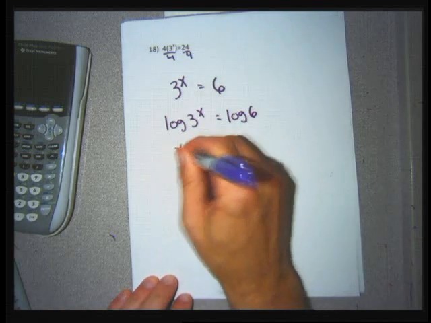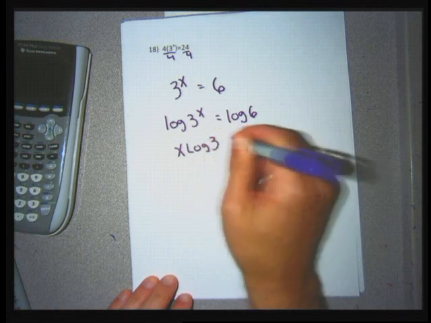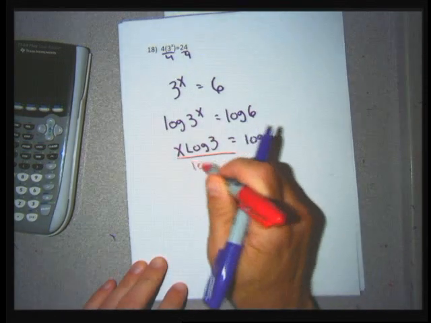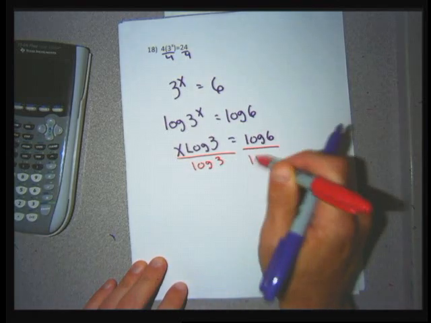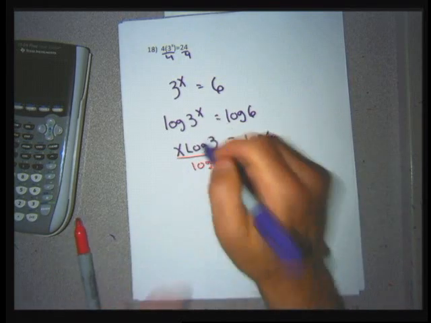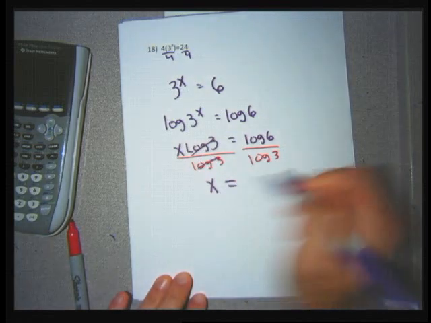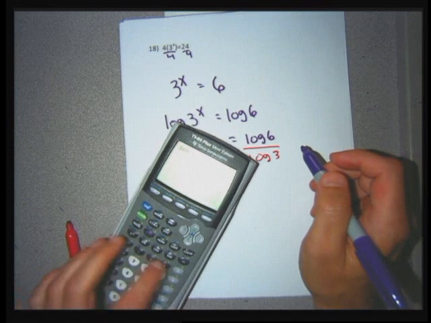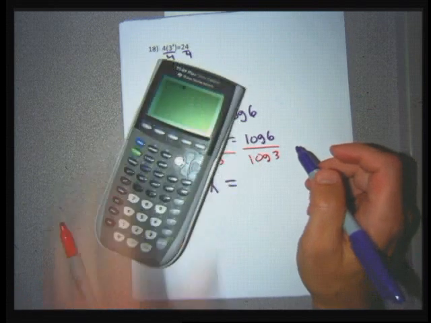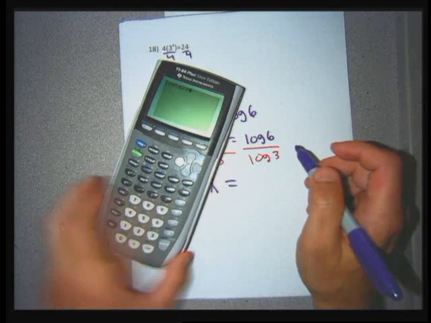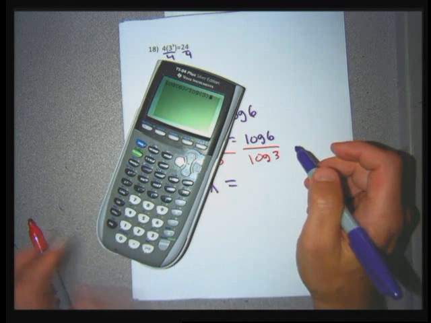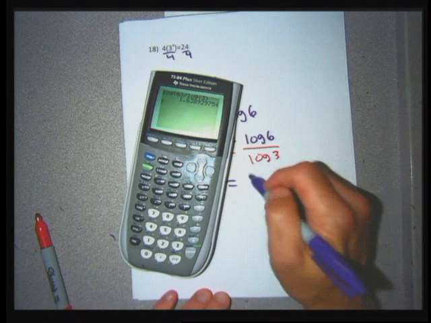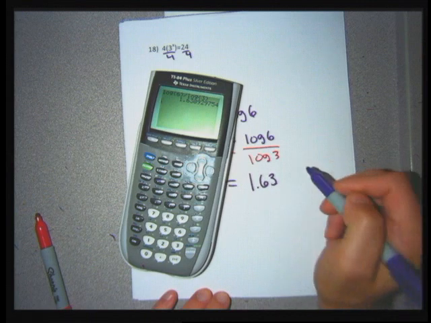Bring the x out front. I go x times the logarithm of 3 equals the logarithm of 6. Divide both sides by the logarithm of 3. The right side, I need my calculator. The left side, I get my x. So now I'm going to do log of 6 divided by log of 3. When I do log of 6 divided by log of 3 and round it to 2 decimals, I get 1.630. I'm just going to write 1.63 for my answer.